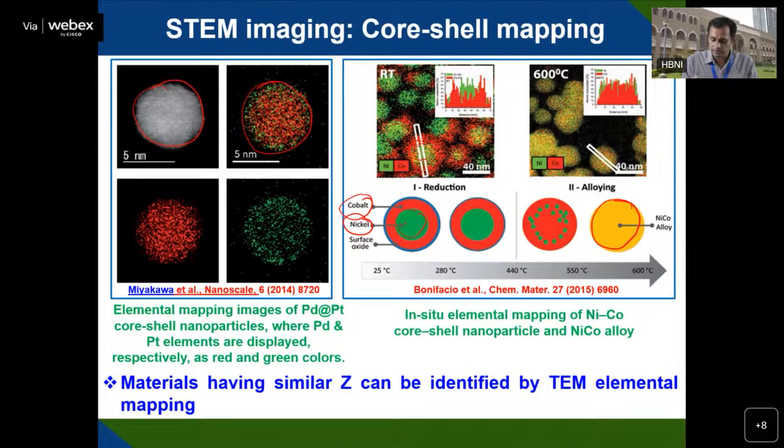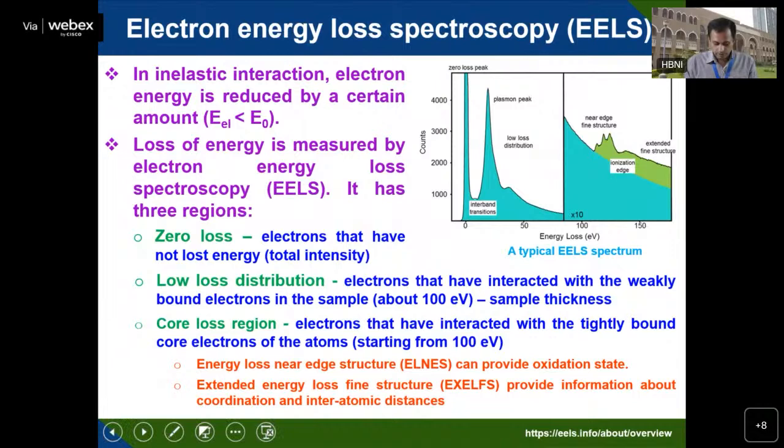When you reach 600 degrees, you can see these dots are mixed together. You're getting some sort of yellow dots. So green and red overlap each other. You are getting the red dots, indicating that an alloy system is formed here. So for similar material, you can analyze this type of core-shell structure by using electron mapping, and you are able to get that structure.